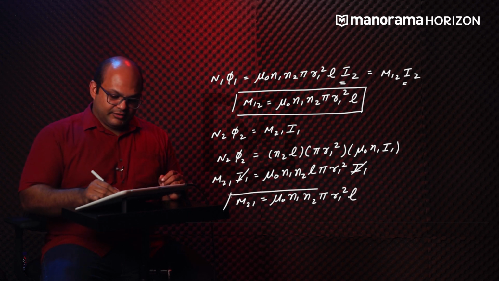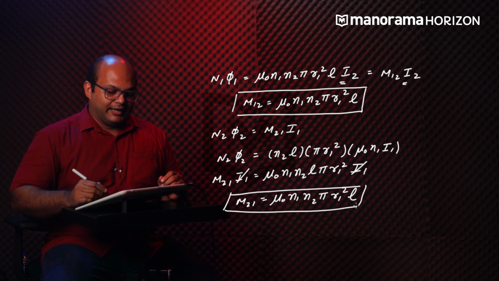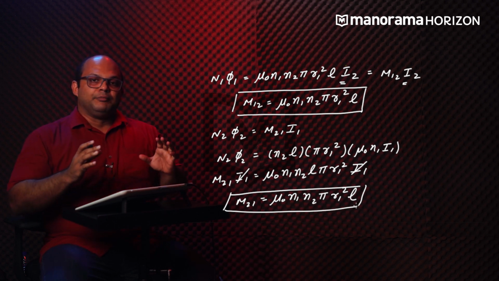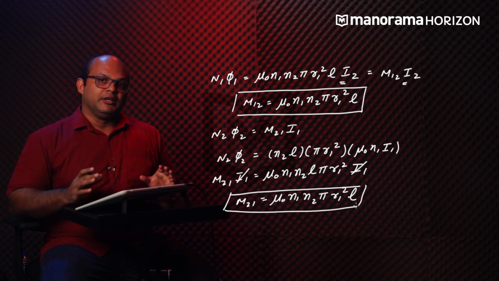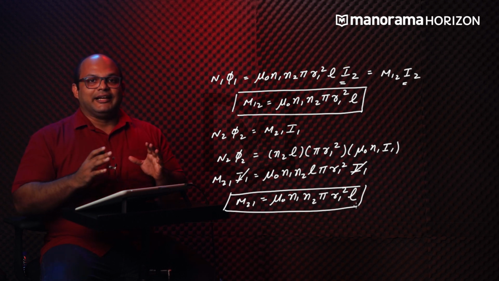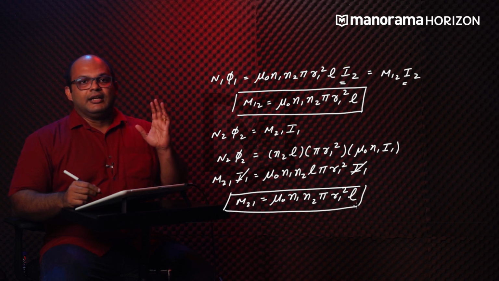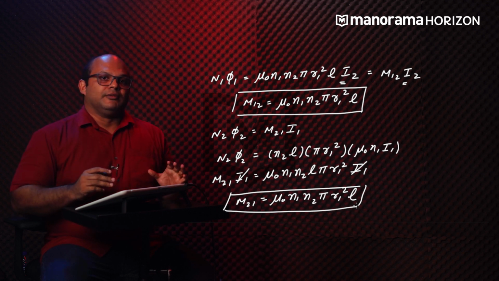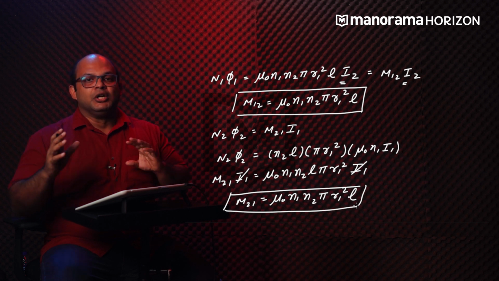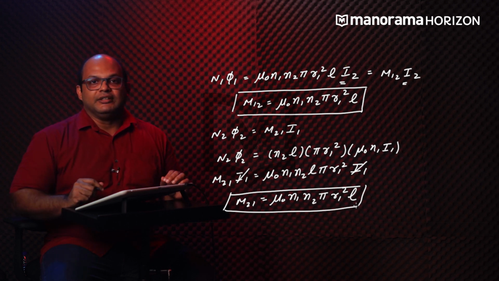You will notice in this case that M12 and M21 are exactly equal to each other. So in this very simple arrangement, we see that the mutual inductance of these two coils with relation to each other is identical. Please note that most arrangements are not this simple, so mutual inductance will depend on the actual conformation, on the actual configuration of these coils.